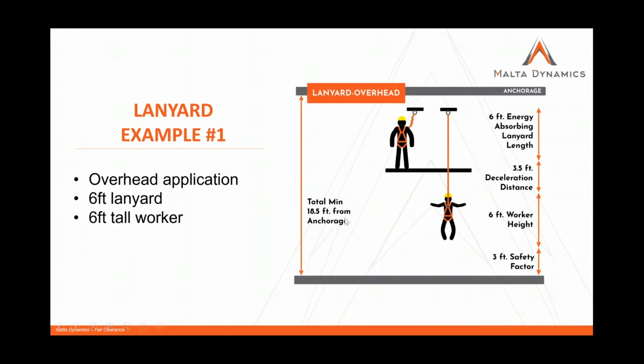But you have to be 18.5 feet from the anchorage. It's not from where you're standing. That's a common mistake that people make. You may want to take a note of that. It's from the anchor. Your fall distance, your fall clearance, has to be from the anchor point.